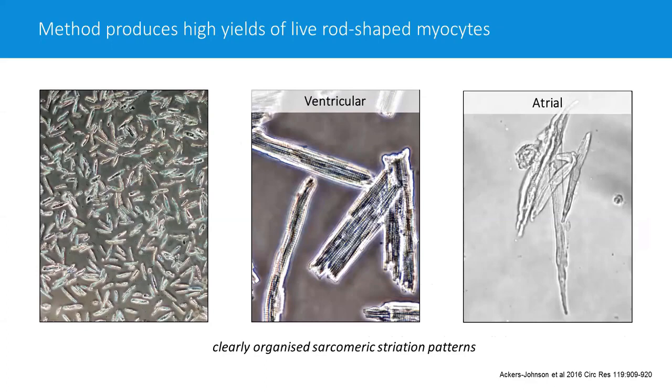These are some of the images. We normally use this technique to isolate ventricular cells, and it works really well. We see cardiac myocytes with clearly organized sarcomeric striation patterns. We've also recently started using the technique for atrial cells, even though this is still in development.